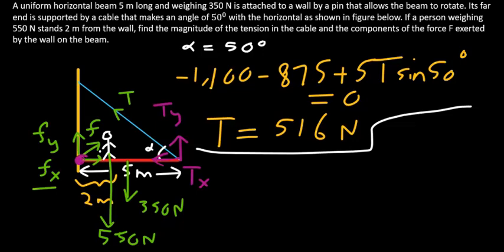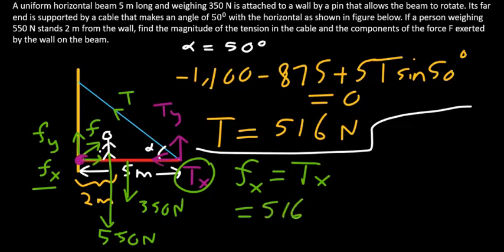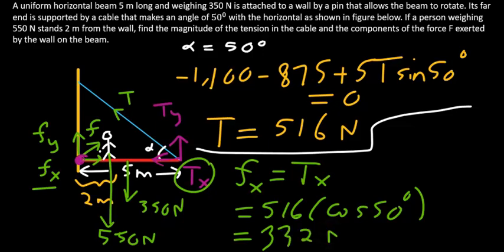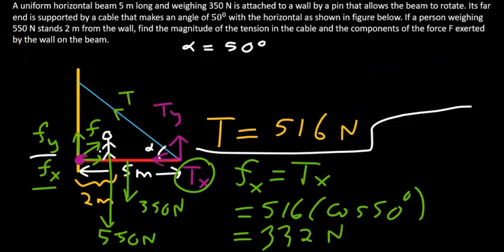Let's begin with Fx. There are only two forces heading in a horizontal manner, Fx and Tx. So they must cancel out in order to give a net force along the x direction of 0. Now we know what Tx is. Tension has been determined, 516 newtons. And the x component of that tension is 516 times cosine alpha. So alpha is 50 degrees, cosine 50. And you get 332 newtons.